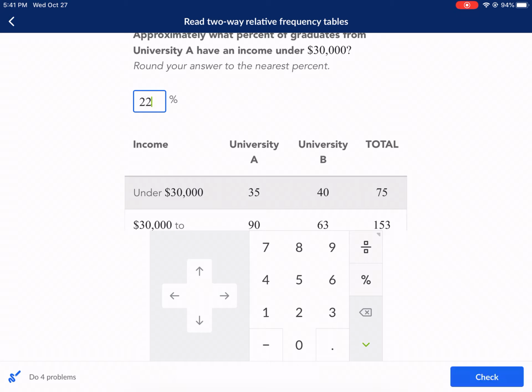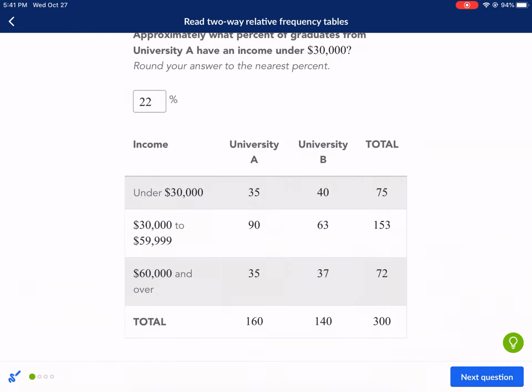22% of students have under $30,000 income. And we'll check it. And there we go.